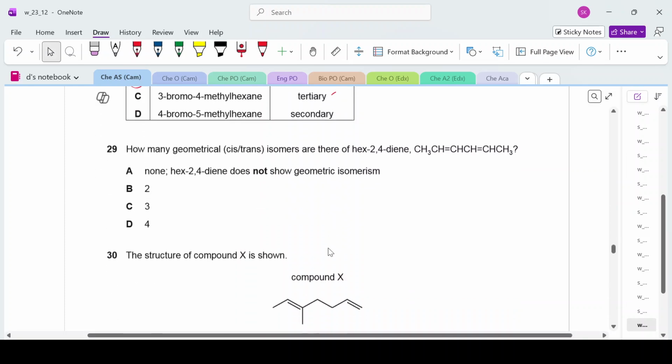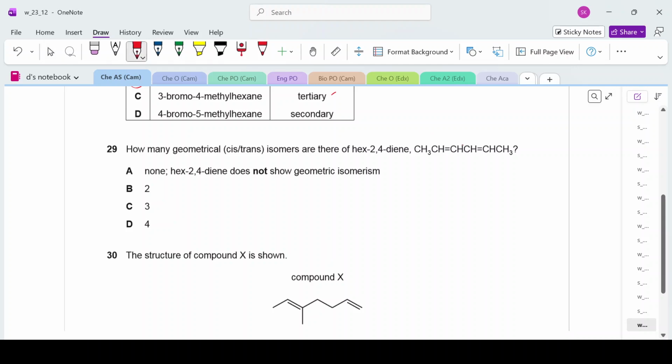Now, how many geometrical isomers are there for hex-2,4-diene? Okay, hex-2,4-diene. Let's go. So first of all, we'll see CH3, CH, double bond, CH.